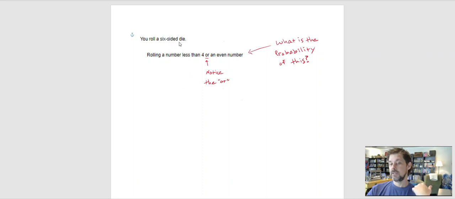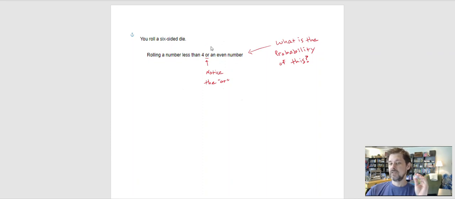Say we roll a six-sided die. So we start with a fairly basic or straightforward scenario, and we roll one of these, or whatever it is, something fairly simple to start with. And you can roll a number less than 4. Okay, you can imagine that happening. And you can roll an even number. Like both of these could happen.